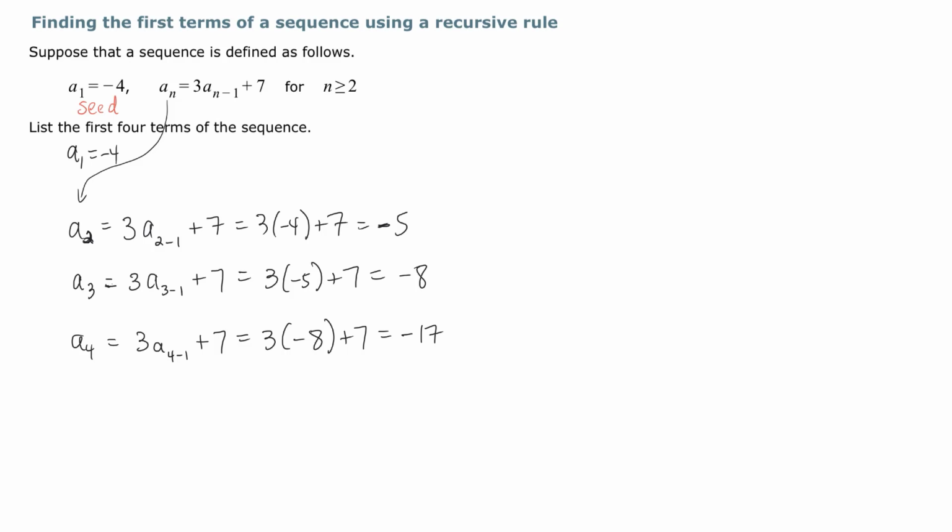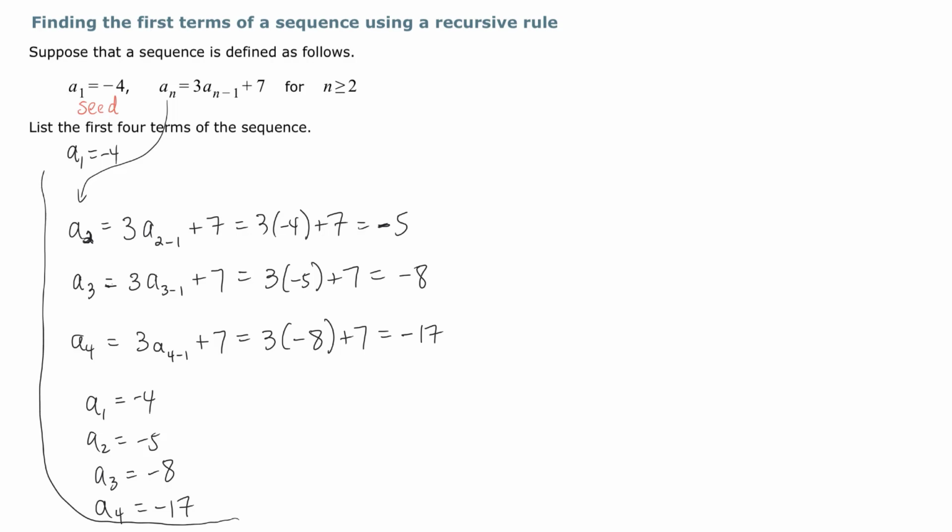There we go. List the first 4 terms of the sequence. Let's summarize it. A sub 1 is negative 4. A sub 2 is negative 5. A sub 3 is equal to negative 8. And then a sub 4 is equal to negative 17. I'm going to circle the final answer, but I'm also going to circle the work as well. There we go.